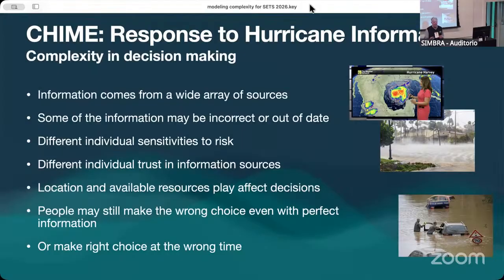As an example, hurricane warnings, not hurricanes, hurricane warnings as an example of response to hazards. And so people, even with perfect information, they may make the wrong choice, or they may do it at the wrong time. And weather reports, as you know, are not the same. You can pick your weather app, and I check at least 2 of them because they're different. And then I try to average them in my head, right?